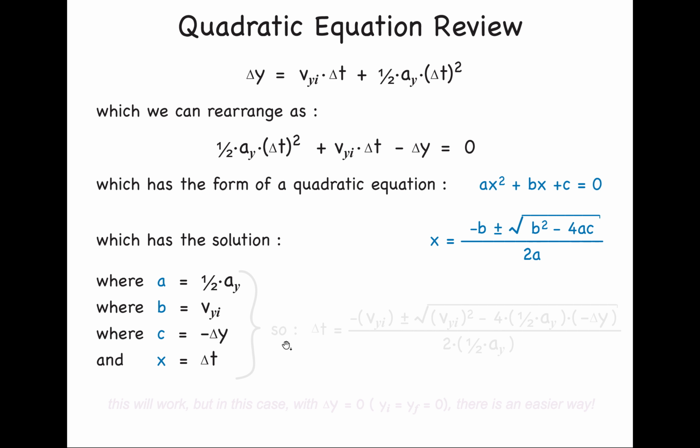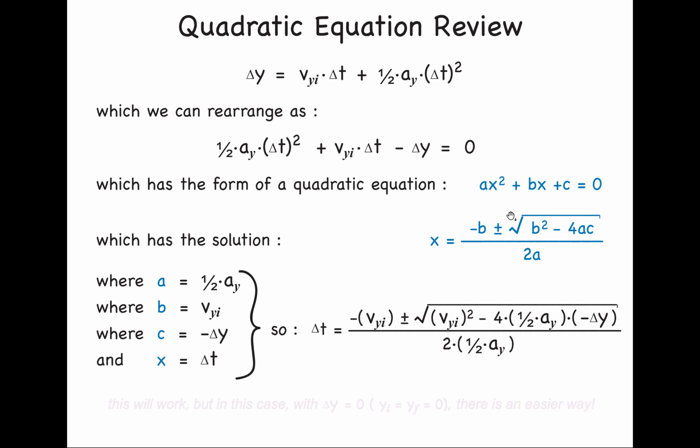And of course, as I said, x is delta t. So then we can just plug these things into the known solution for the quadratic equation and solve for x, or in this case, delta t. So we plug in minus b plus or minus the square root of b squared minus 4ac over 2a. Okay, and we can do this, and this does work. And there are times when you will have to solve the equation using this. But in this particular case, there is an easier way.